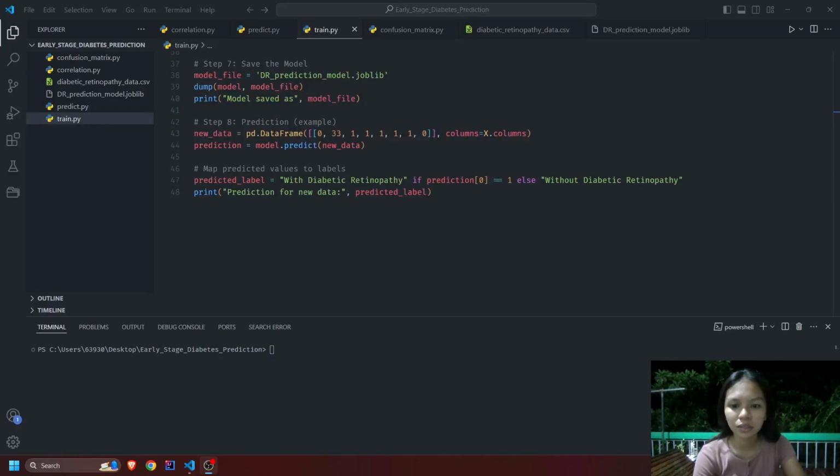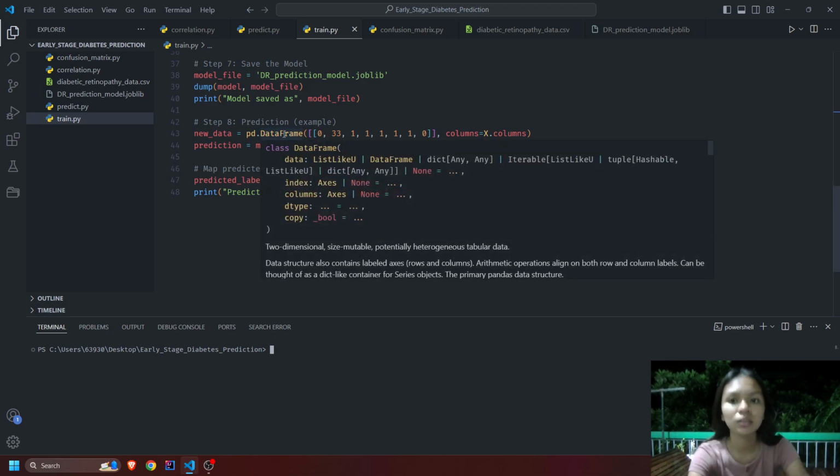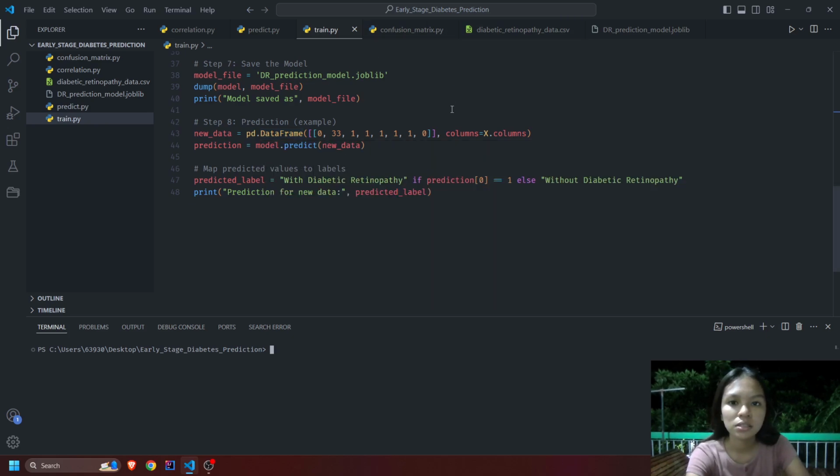Hello, sir. This is my new dataset, which is about diabetic retinopathy prediction. Retinopathy is caused by high blood sugar due to diabetes and usually occurs in both eyes.